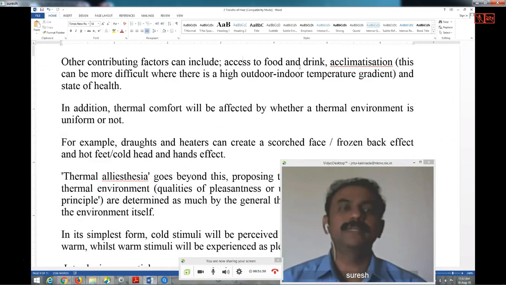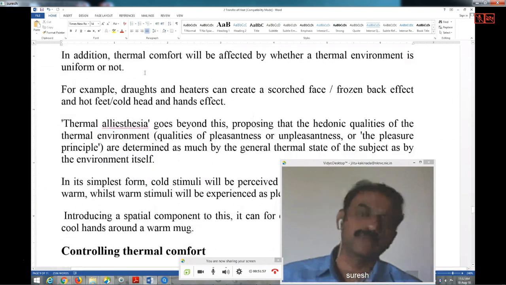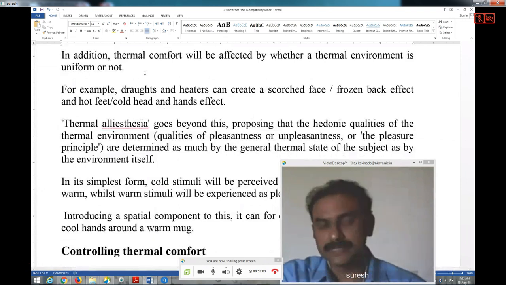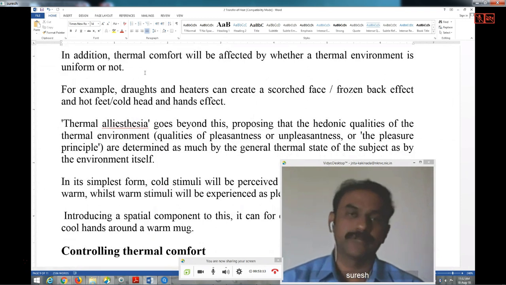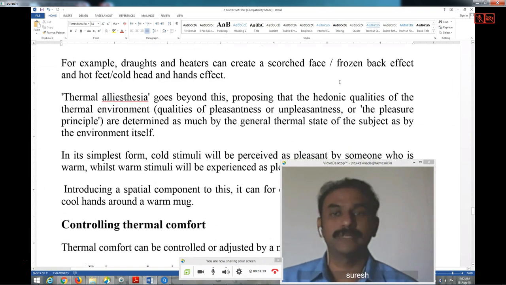In addition, thermal comfort will be affected by whether the thermal environment is uniform or not. Suddenly, if clouds accumulate, the temperature of the environment is going to suddenly come down. So that is also a vital factor influencing the thermal activity of a particular room. For example, drafts, fans and heaters can create a hot face or frozen back effect, or the hot feet or cold head and hands effect.